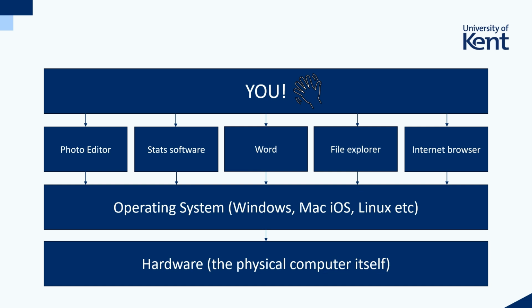On top of this operating system is then a windowing system, and this gives us access to the applications or programs that we want to use. This might be a photo editor, stats software, Word for writing essays or other documents, file explorers, or internet browsers. And then you, as the user at the top, interact with those programs. Primarily today, we're going to be focusing on the File Explorer.